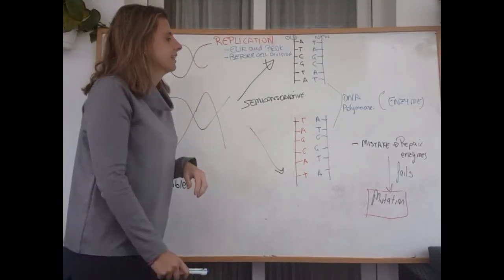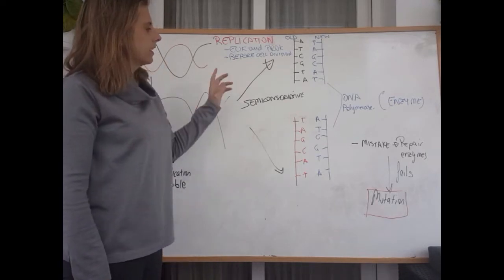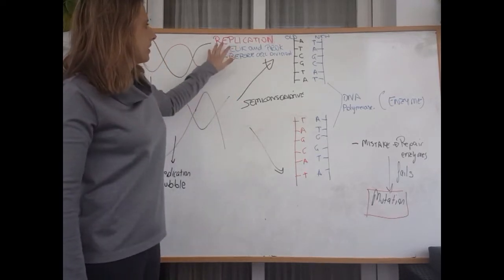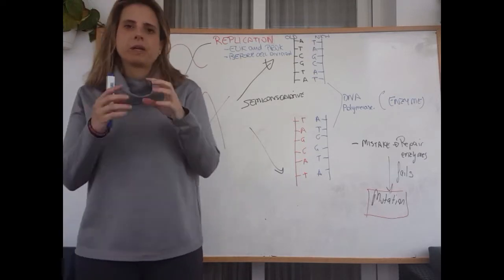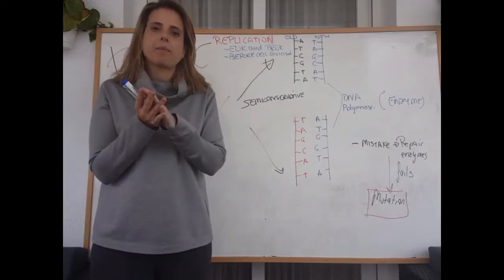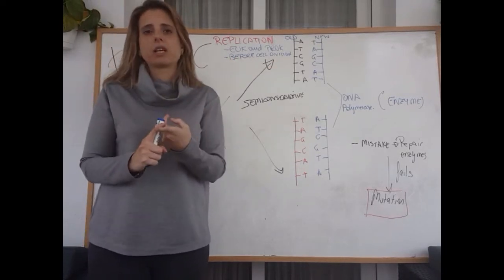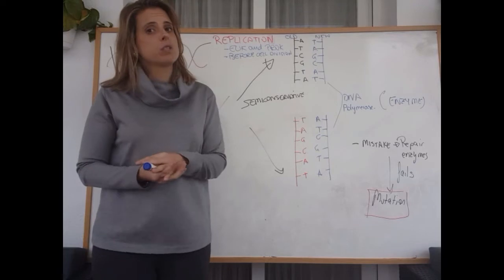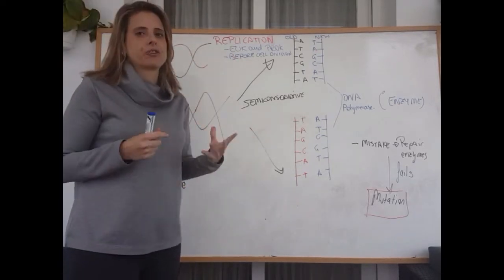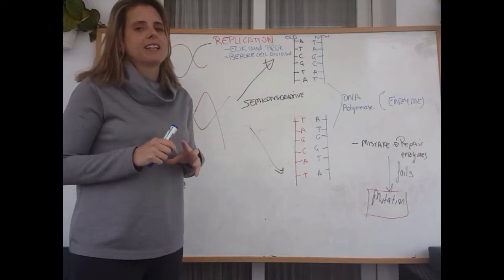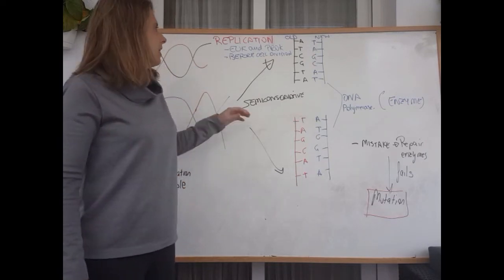This is what we are going to explain today. This is going to be a replication, okay? The process of replication. As I told you before, replication is the process that happens before a cell division. I don't care if we are talking about a mitosis or a meiosis, and it happens in the interphase. If you remember, it happens in the S phase of interphase.